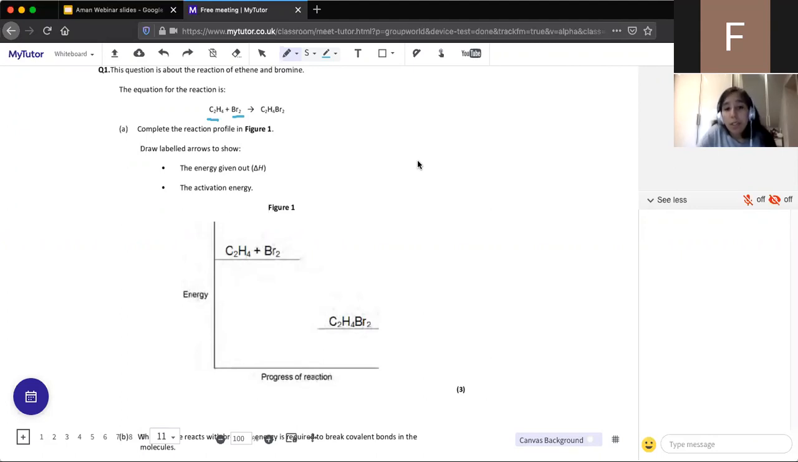Yeah, so someone's asking, are we doing about bonds tomorrow, because they don't understand that bit. Yeah, no, don't worry, and don't apologize for asking questions, that's absolutely fine. Yeah, we'll be explaining about why reactions are exo and endothermic tomorrow, and specifically about bond energy calculations as well.